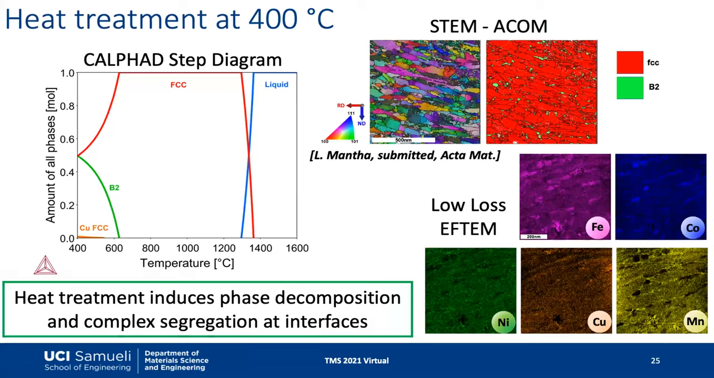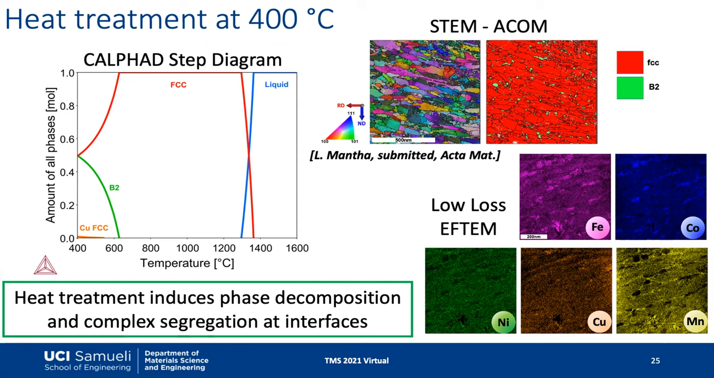Now, the heat treatment that was carried out induces phase decomposition in this material, which is common in 3D transition metal HEAs. The upper left here is a CALPHAD equilibrium step diagram predicting phase stability in the material and the amount of phases as a function of temperature. What we see in this prediction is that at intermediate temperatures, the emergence of an iron cobalt rich B2 phase and a copper rich secondary FCC phase. But after heat treatment at 400 degrees centigrade, the formation of B2 phase is confirmed by STEM automated crystal orientation mapping, and elemental segregation was first seen with low loss energy filter TEM.